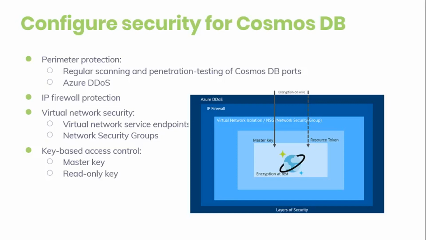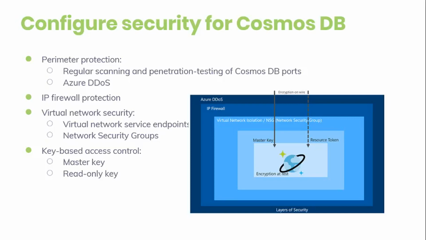IP firewall is the next layer of protection to secure your database. Cosmos DB supports policy-driven IP-based access control for inbound firewall support. This model is similar to the firewalls of a traditional database system and provides an additional level of security to the Cosmos DB account.